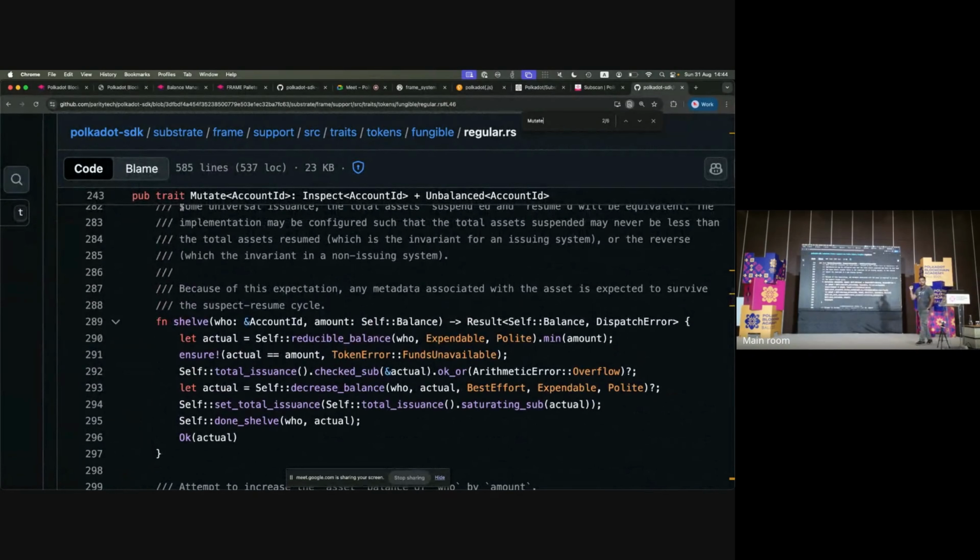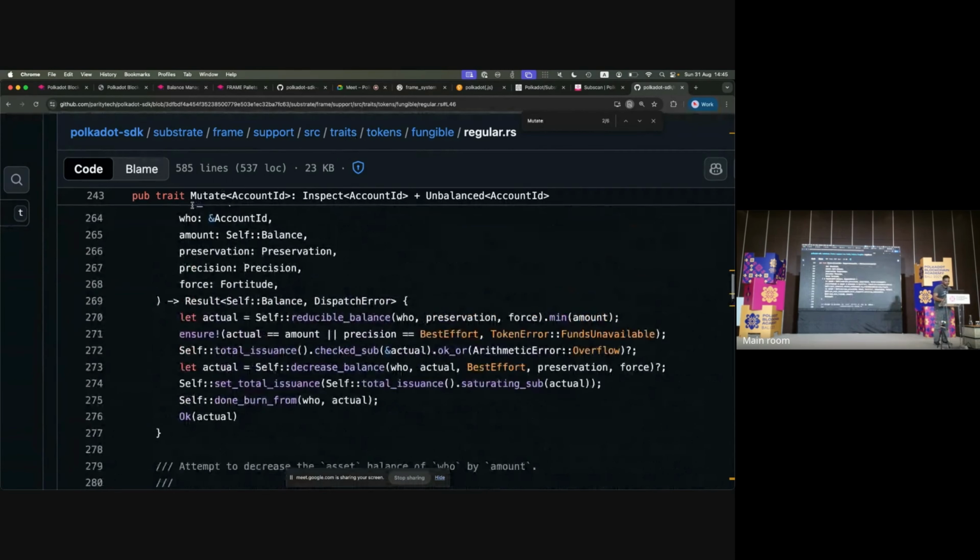So to recap, if your pallet just wants to read some balance, not do anything else like mutation of any balance, you just depend on the inspect trait. If you want to mutate, you use the mutate trait, and I think this extends inspect. So if you do mutate, it can also access the inspect APIs.